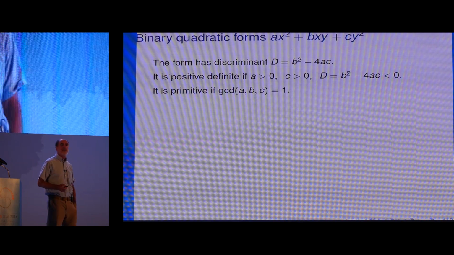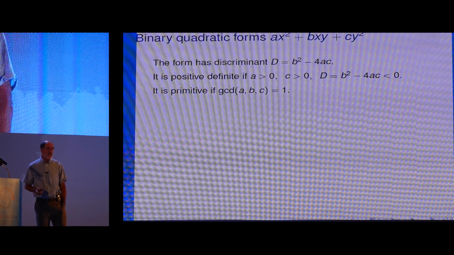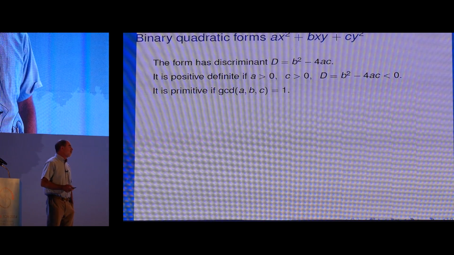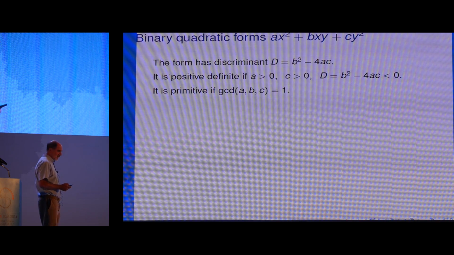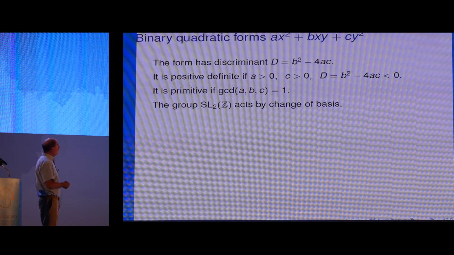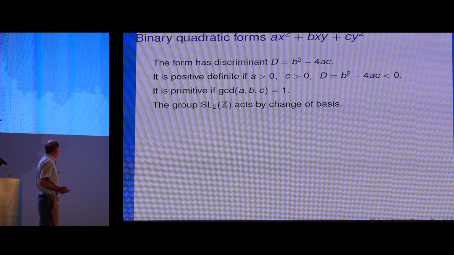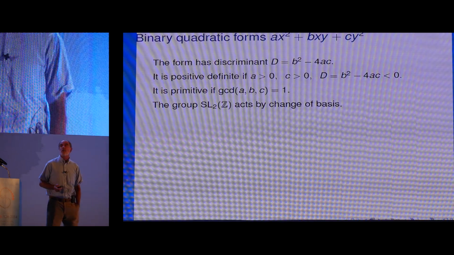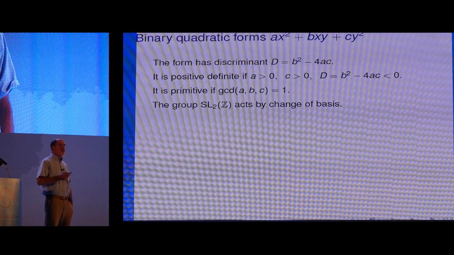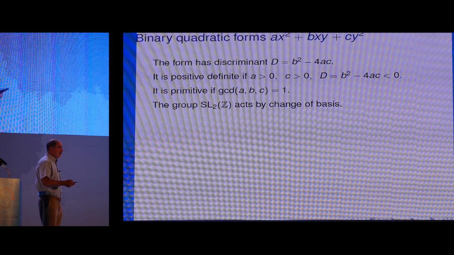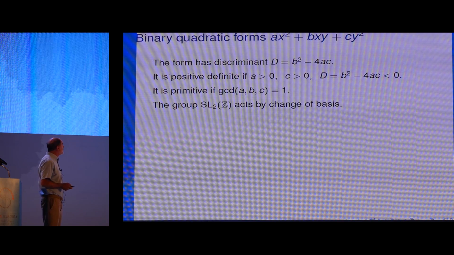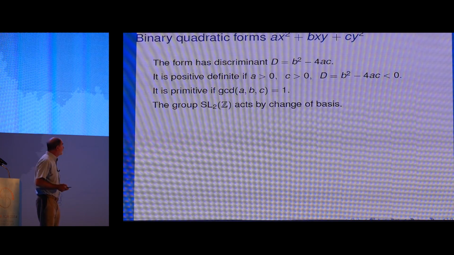And also we say a form is primitive if the greatest common divisor of the coefficients is 1. That means that the integers that it represents are not all divisible by some number bigger than 1. So the fundamental work of Lagrange and Legendre studied the action of the group SL2. Actually, they studied the group of 2 by 2 integral matrices which were invertible, GL2, on binary quadratic forms by changing basis. This quadratic form just gives a quadratic function on a free module of rank 2 over the integers, and you can change basis and you represent the same integers.